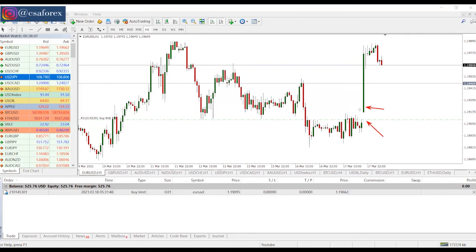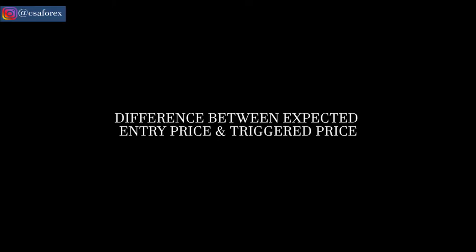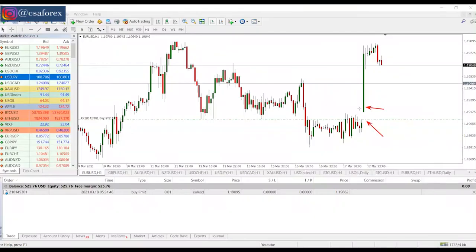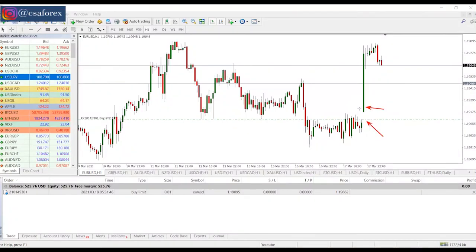Now, when this happens, it means that your entry has been shifted, because it will now trigger at the best available price in the market. I repeat, it will trigger at the best available price in the market. And this is not good because, of course, it could push you somewhere else that will not obviously be favorable to you. Now, when this occurs, it's best for you to what?